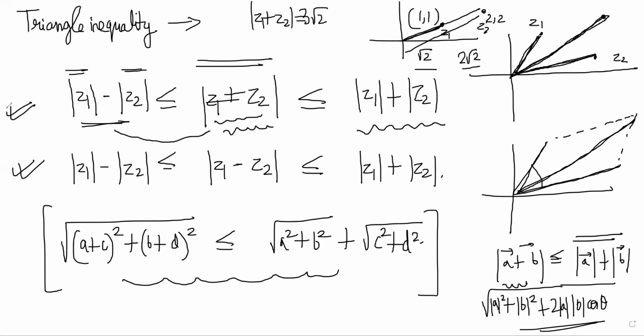Yes, sir. Correct. So these two you should write down. These are very important. So the difference of the mods is less than or equal to the mod of the sum or difference, and that is less than or equal to the sum of the two mods. So this is the triangle inequality for complex numbers.